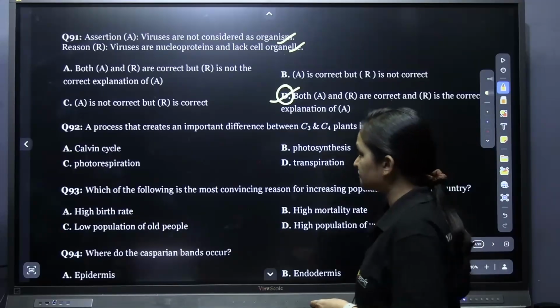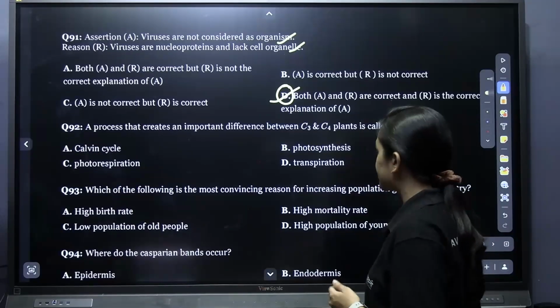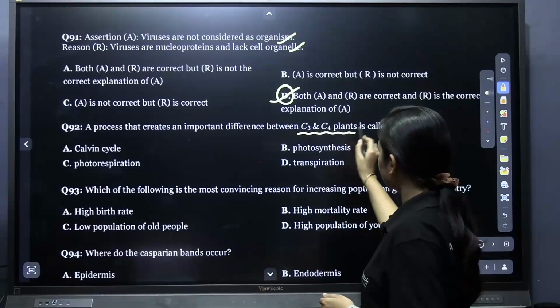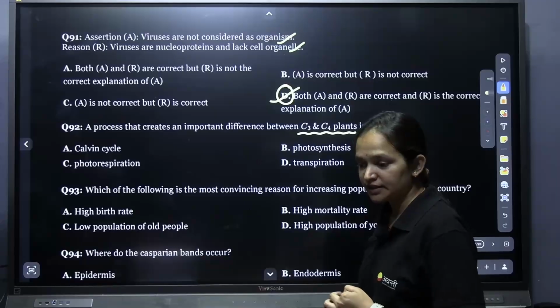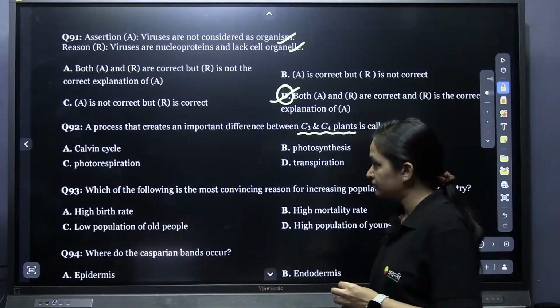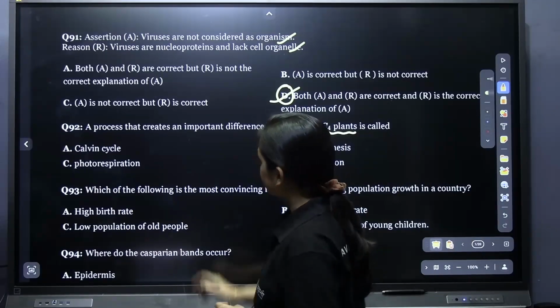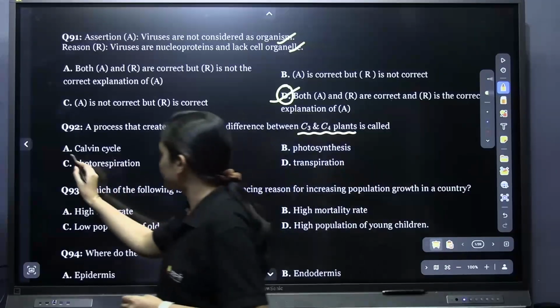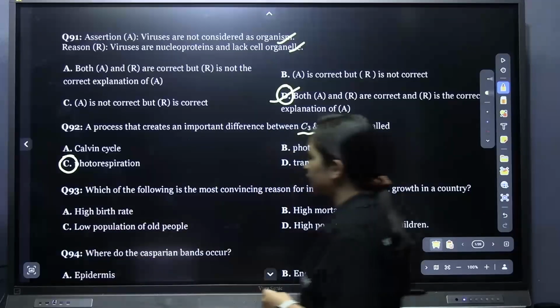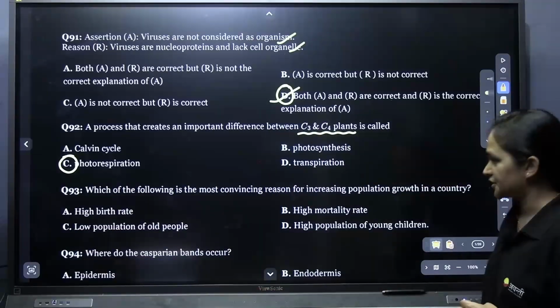92. A process that creates an important difference between C3 and C4 plants, what is that which is making the difference between C3 and C4 plants? Tell me. Is it the Calvin cycle? Photorespiration, very good. Direct answer, it is photorespiration which is making the difference.